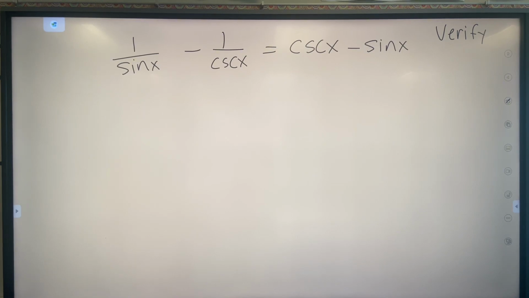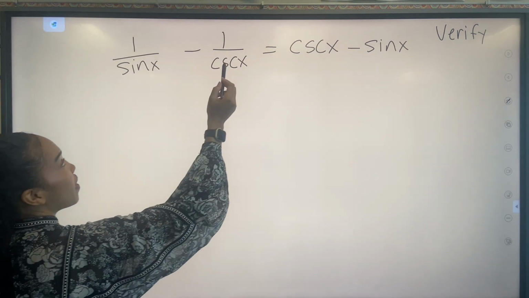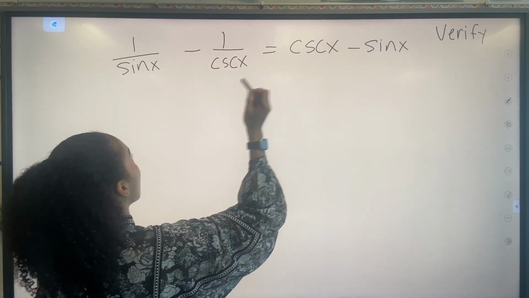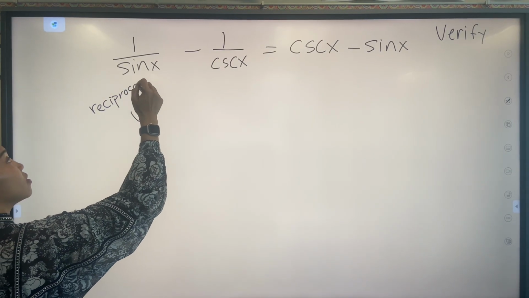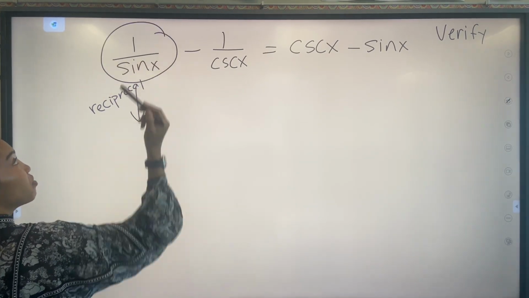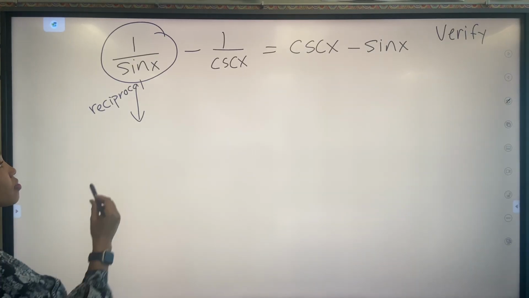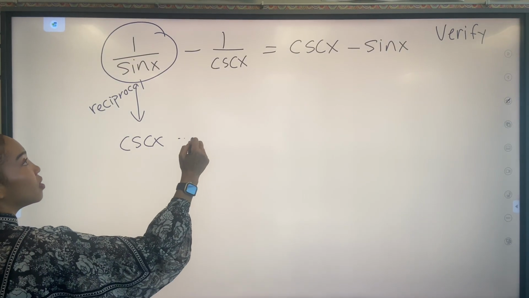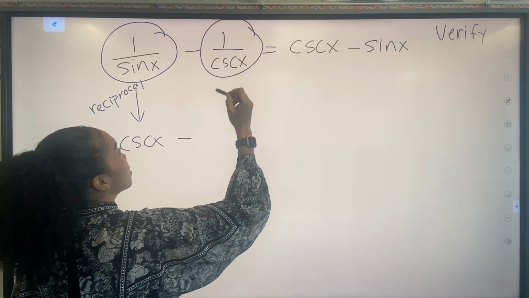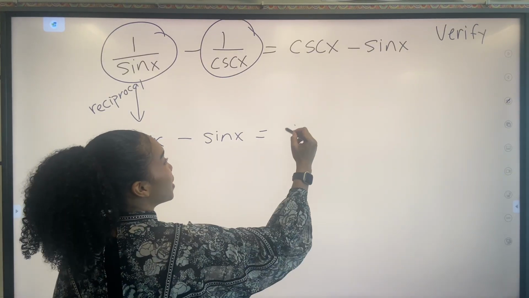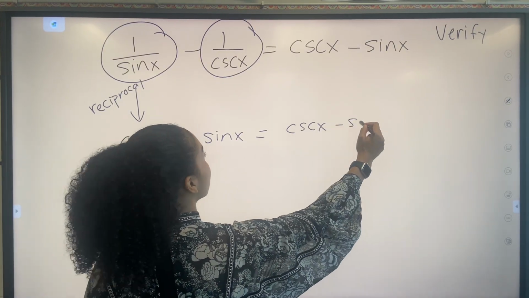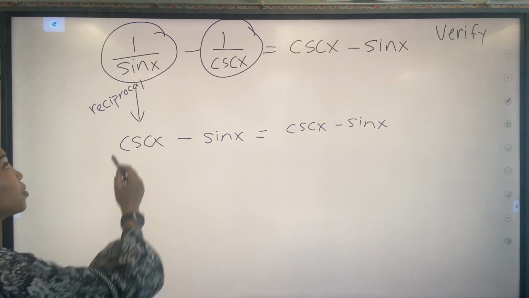All right, so all you need to do to verify that this side is equal to this side, you can use the reciprocal identity. So how can you rewrite 1 over sine? Cosecant. How can you write 1 over cosecant? Sine. Yep, and that equals what we have. And you used reciprocal identities.